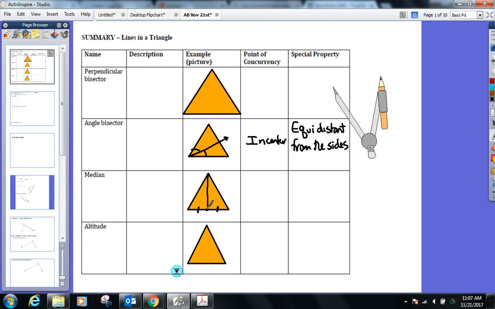Give me somebody else, Nick. Sean. Okay, median, all three medians intersect at the centroid. That's what we did yesterday in class. They intersect at the centroid.